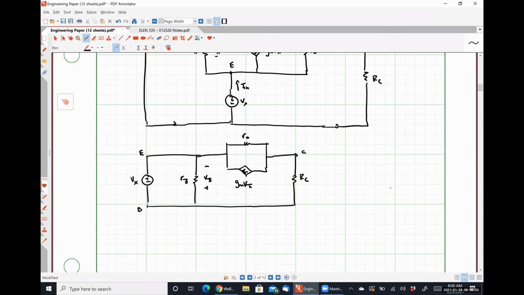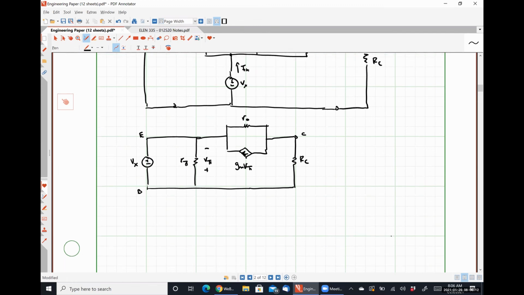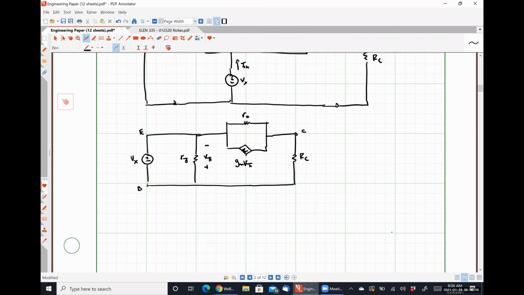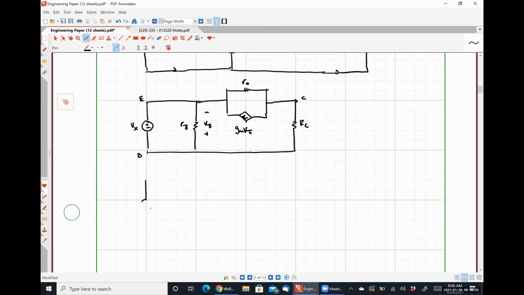Doing a source transformation on the dependent current source in parallel with that resistance R0 and combining the resistors R0 and RC into a single series equivalent resistance would give us the following circuit. So here is Vx. Here's my quantity Ix that I'm interested in. Here I have R pi. There's V pi. I'm going to have R0 plus RC here. So that comes from RC being in series with R0 after I do that source transformation. And then here is gm V pi times R0.